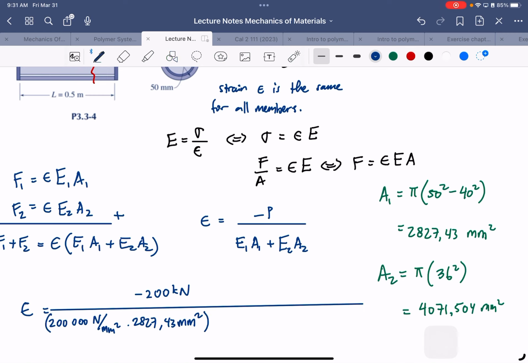And then plus the second one. E2 is 70 GPa, so 70,000 Newton per millimeter squared, multiply with 4071. Okay, now we get all.